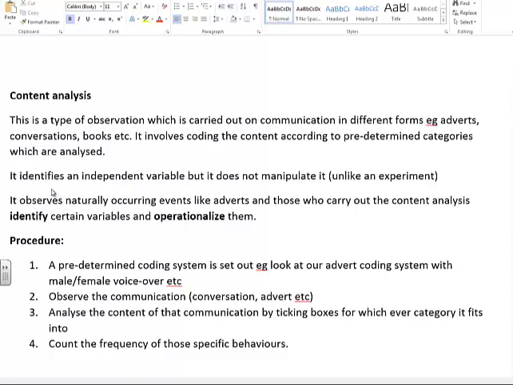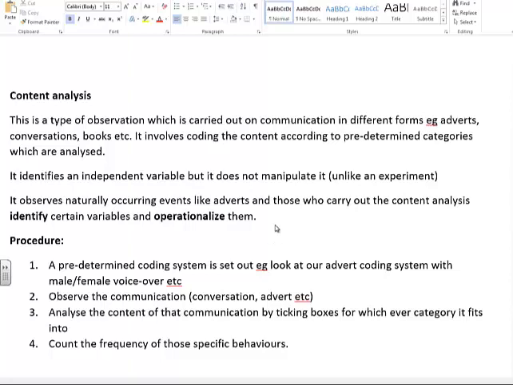So it does identify an IV, an independent variable, but unlike an experiment, it doesn't manipulate it. The experiment is the one place where you manipulate an IV to see its effect on the DV. With a content analysis, we're not doing that. We're just observing a particular independent variable. And it observes naturally occurring events, so adverts and different communication, as I've already said.